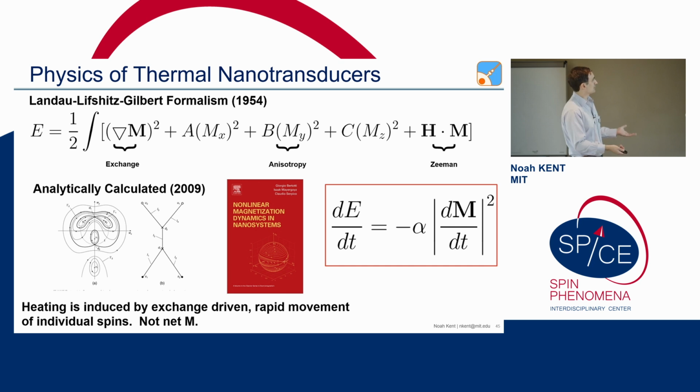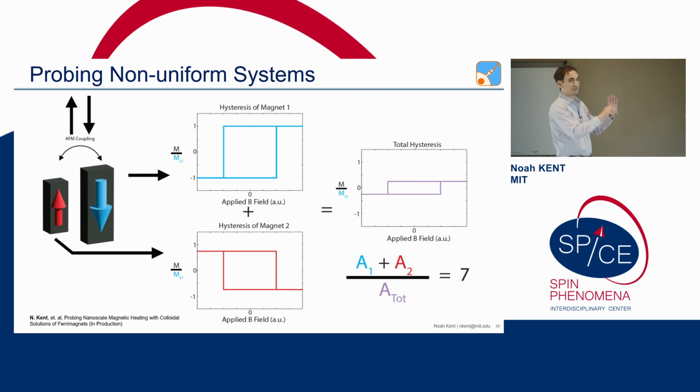Okay, so how am I going to probe this system and do an experiment to figure this out? Just a really simple Gedanken experiment: if I have two magnets magically antiferromagnetically coupled, in an alternating field, and I do my hysteresis loops and then look at the total hysteresis, the total hysteresis has a factor of 7 less area than the subloops of the individual magnets. So with a uniform M, you're underestimating your heating by a significant amount.